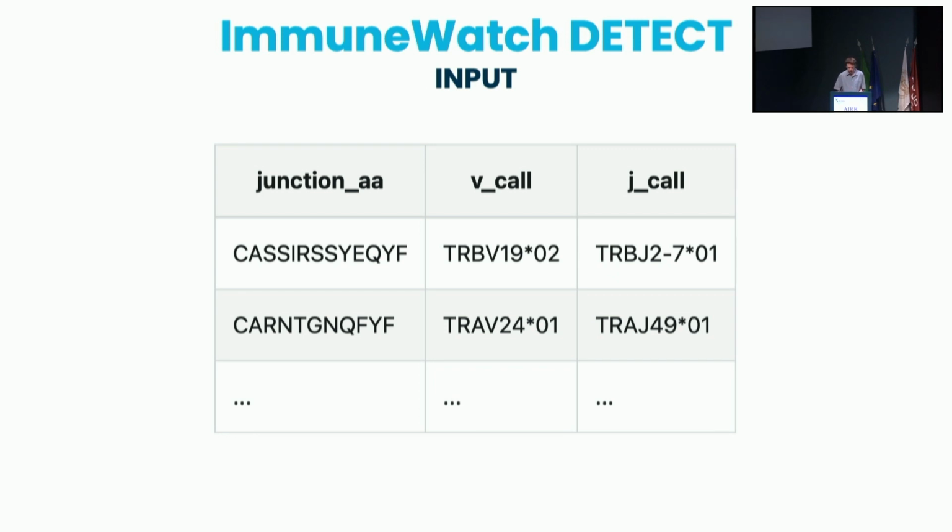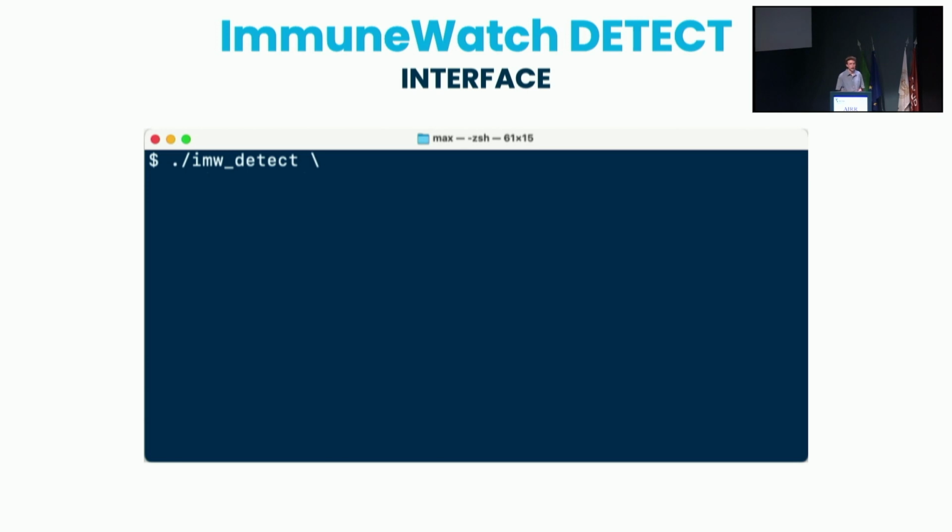Now that we have our inputs, how do we actually make the predictions? So DETECT is a command line tool. It can be run on the terminal, and it's easily installed with a single line command. So let's start making predictions by calling the ImWDetect program. We supply our input repertoire. We specify the output file name. And then very importantly, we also specify which database we're going to use as training data.